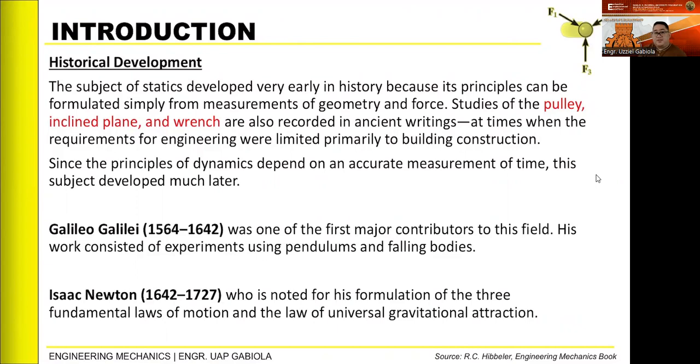Since the principle of dynamics depended on accurate measurement of time, this subject developed much later, no? Sabi nila, nung time ni Galileo Galilei, siya yung naging first major contributor sa field, no? Siya yung nag-study about pendulum and falling bodies na ginagamit natin. Yung pendulum dapat na cover niyo siya sa physics, no? At least yung mga harmonic motion o yung may spring, okay? Yung back and forth ng spring, yung simple harmonic motion natin and yung falling bodies.